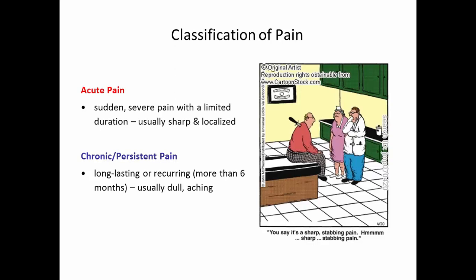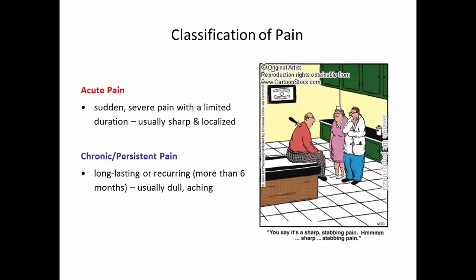It's important that we're able to classify pain. There are many different ways. In general, we can divide pain into acute pain, so something that happens fairly suddenly. It's usually a very severe pain. It's very localized to one particular area. It's often sharp, so it feels like a sharp or stabbing type of pain. And it usually has a limited duration, so once that underlying cause is removed, then it goes away.